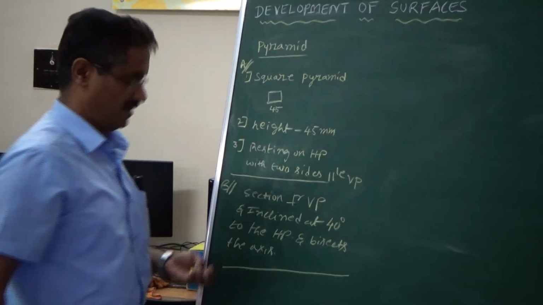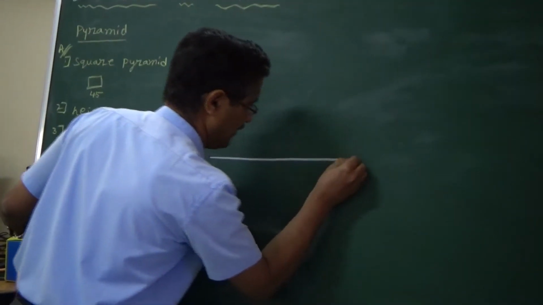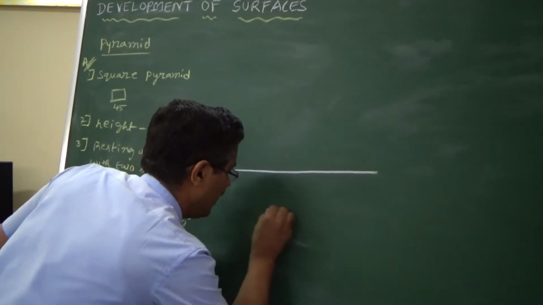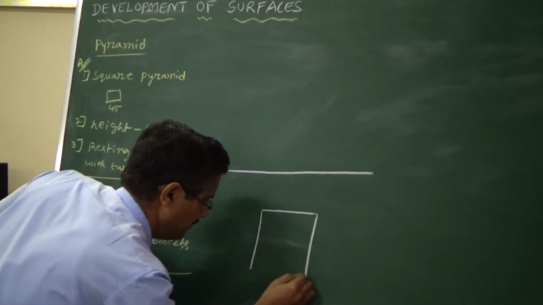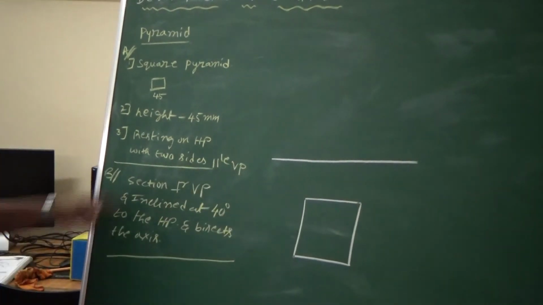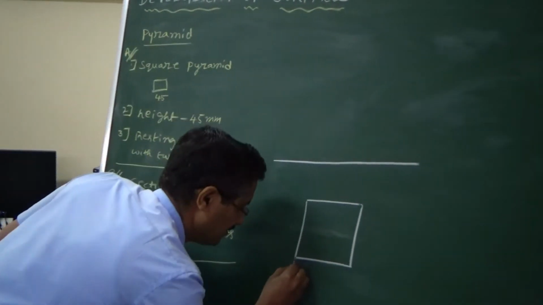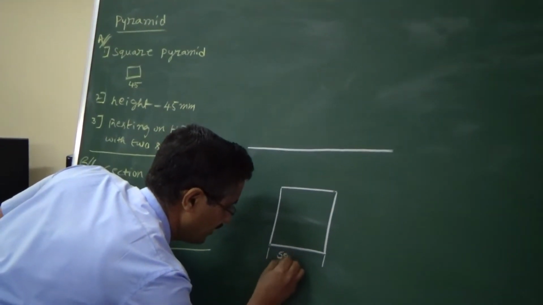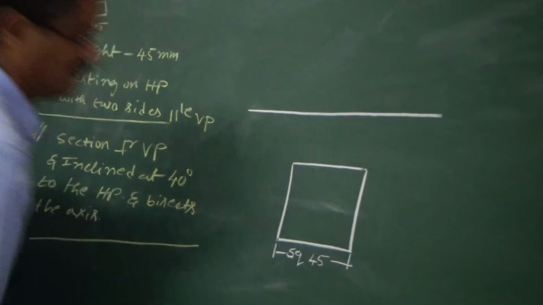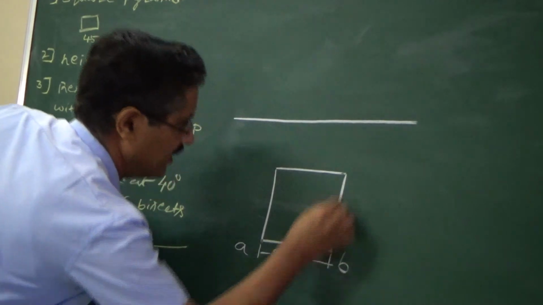Let us observe how the construction will be. Draw an XY line. Now draw a square, the true shape of the square that is visible in the top view, like this. Two sides are parallel to the XY line, that is the condition given here, so we have maintained that. The dimension of this square is 45, square 45. Name this as A, B, C, D.